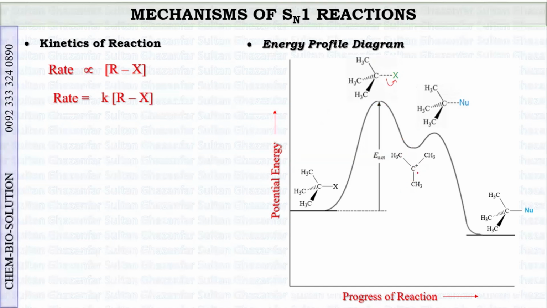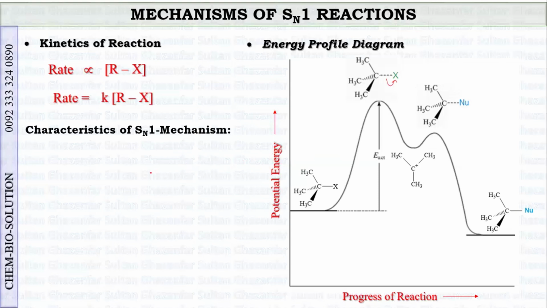Intermediates are the species formed during the mechanism of a reaction. Their presence can be detected by certain spectroscopic techniques during the reaction, but they cannot be isolated from the reaction mixture. So an intermediate carbocation is formed during the mechanism of the unimolecular nucleophilic substitution reaction.